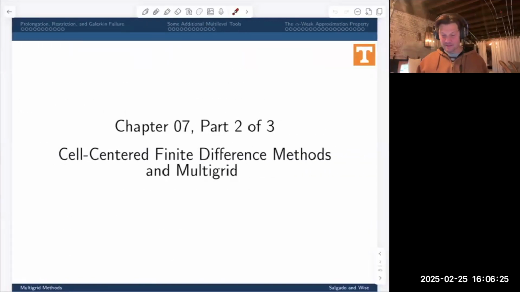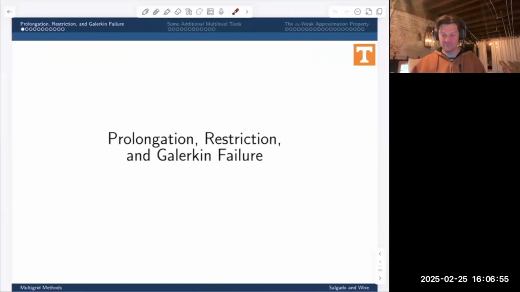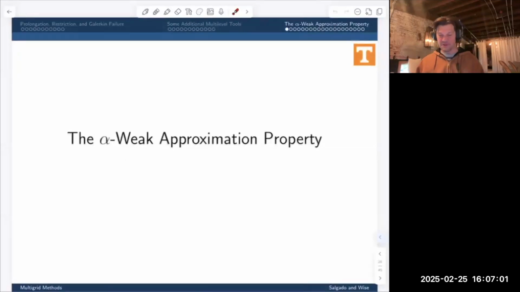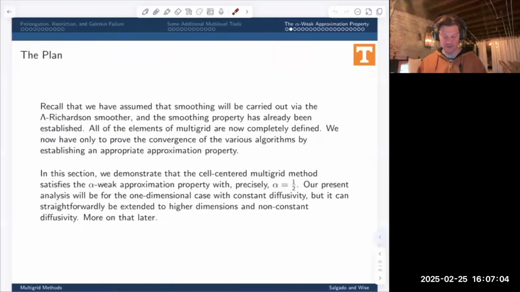So we're in slide deck 2 of 3, and we're somewhere in this section called the Alpha-Weak Approximation Property, which we're trying to establish for the cell-centered finite difference method. The idea is we cannot establish the usual strong approximation property. The best thing we can do is get this alpha-weak approximation property with alpha equals a half. So that's what we're aiming to do. Alpha-weak approximation with alpha equals a half. So let's jump forward to that section.